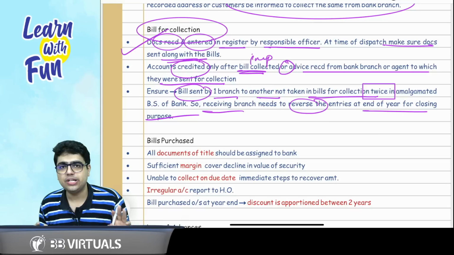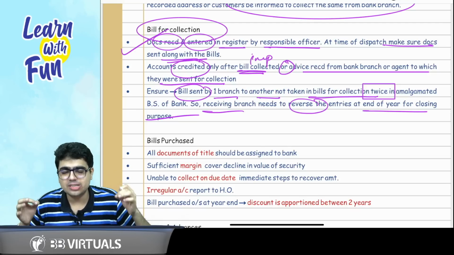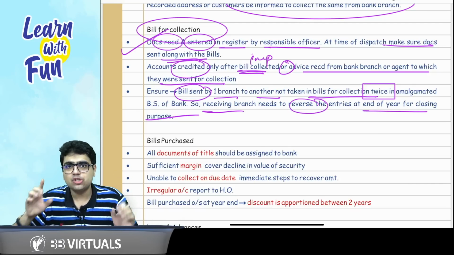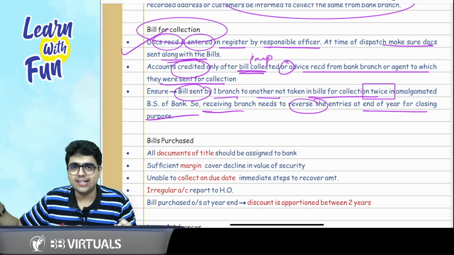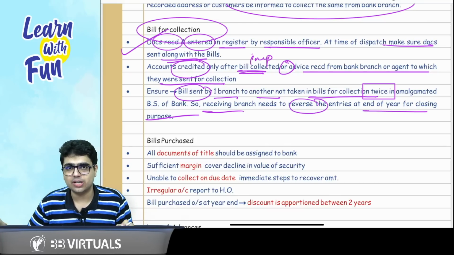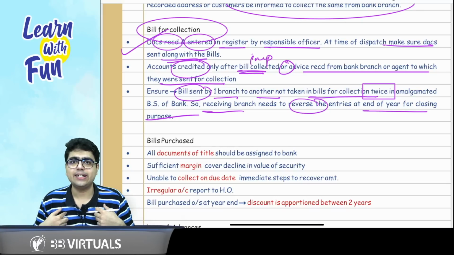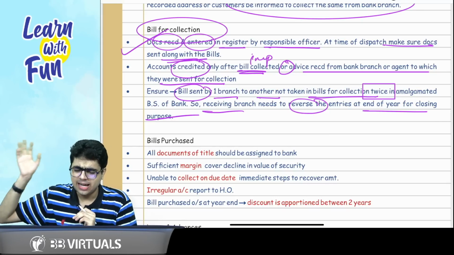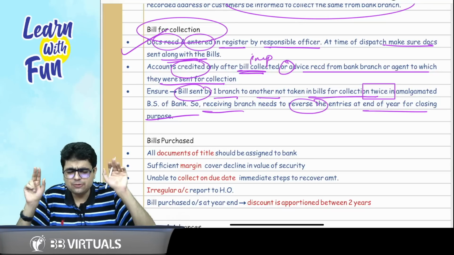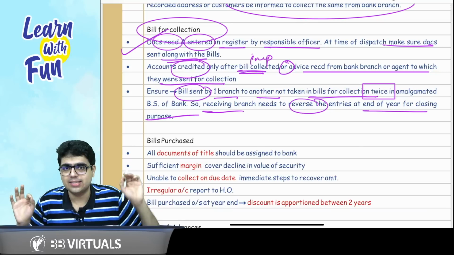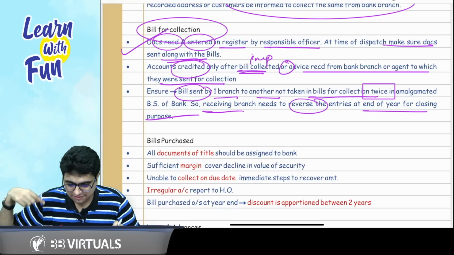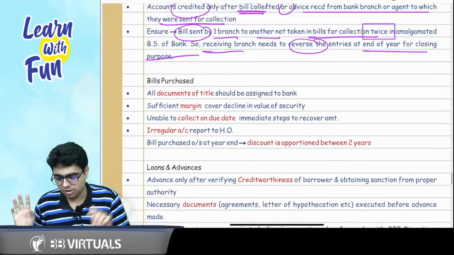So 3 points you need to remember. Only the responsible officer will receive the documents and enter all the details in the register. Make sure that the branch is not only sending the documents but also sending the bills for collection. My account is getting credited only when the bills have actually been collected by the other branch. And the last point is, bills for collection should not be entered twice in the balance sheet. The receiving branch has to reverse the entry. That's all about bills for collection.